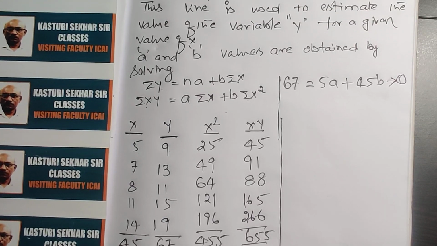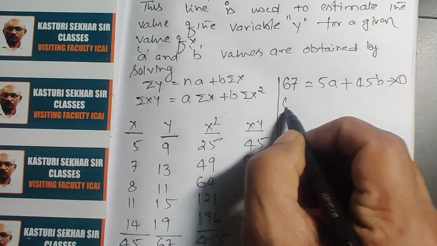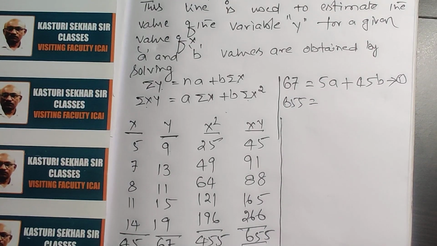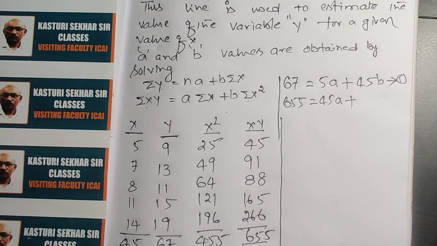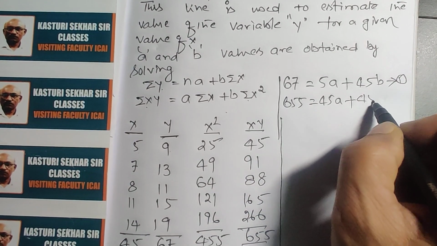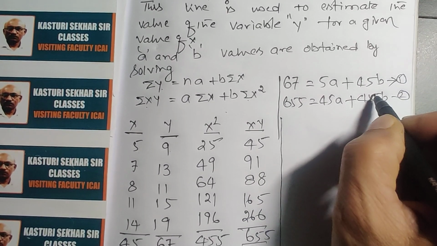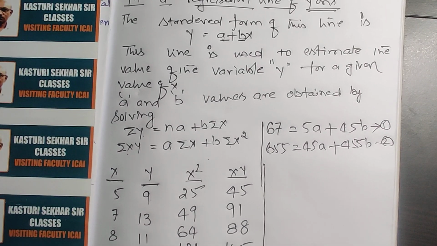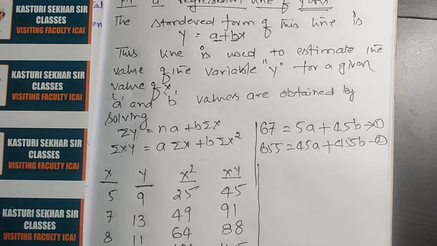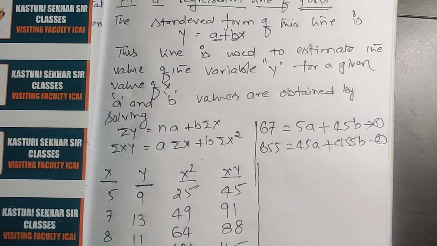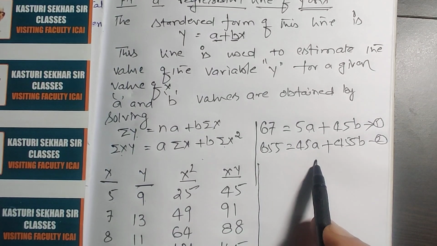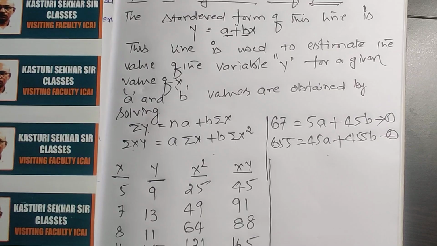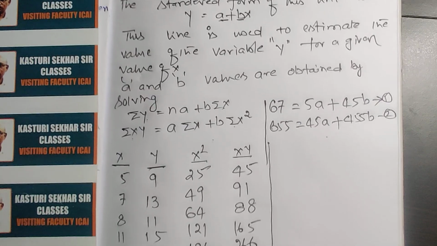Similarly, XY total 655 is equal to A into X total 45 into A plus B into X square total 455 into B, equation number 2. This way I have a linear equation here and another linear equation here. It means two linear equations in A and B are obtained.